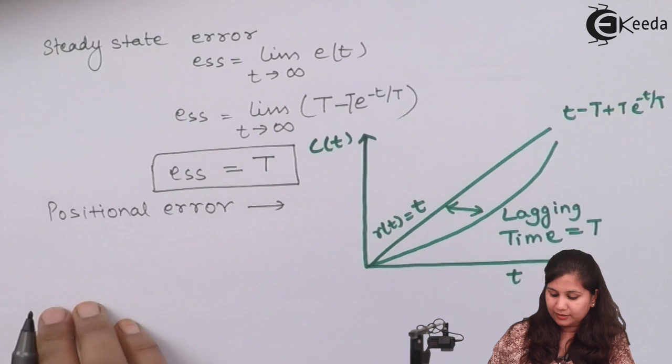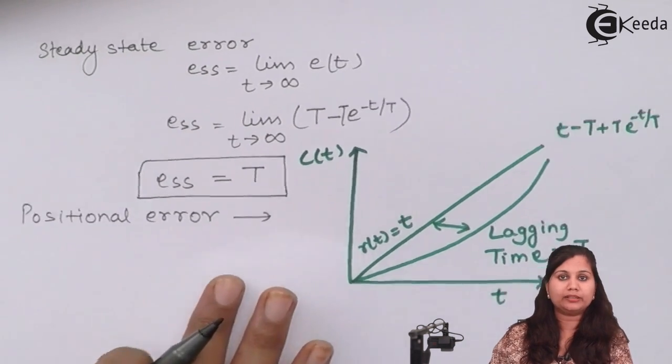Next we will consider the third input test signal, that is the unit impulse function. So let's see what the output response will be in this case.